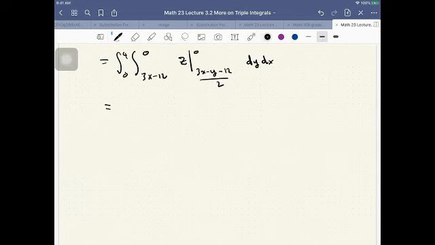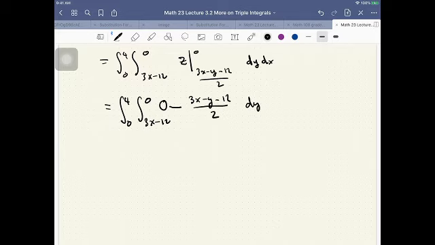So this would be equal to 0 to 4, 3x minus 12 to 0. And then I have minus, because when z equals 0, then everything is 0. So maybe for emphasis, I put 0 there. And then I have 3x minus y minus 12 over 2, and then dy dx. Okay, so this would be equal to minus 1 half integral from 0 to 4.